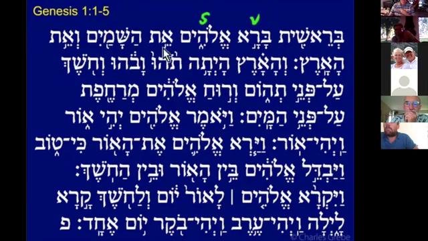Et hashamayim, et marks your direct object. What did he create? The sky. Et hashamayim. V is our conjunction, and or but. So you have to run with context to determine which. Et hashamayim, the sky, the heavens. Ve'et haaretz, and the earth.